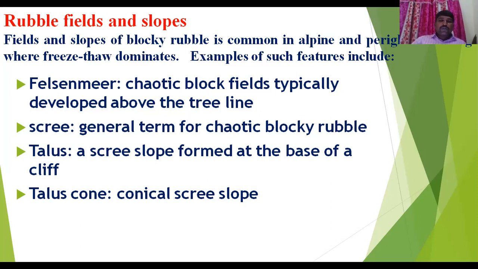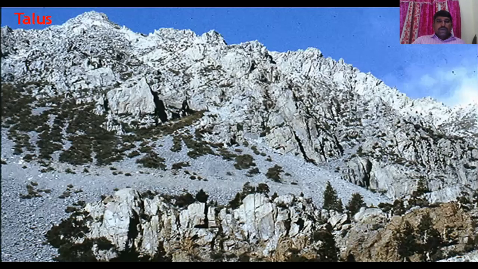A scree slope formed at the base of a cliff is called talus. Talus cones are conical scree slopes that formed along the base of a cliff. The figure on the screen discloses the talus and talus cones.